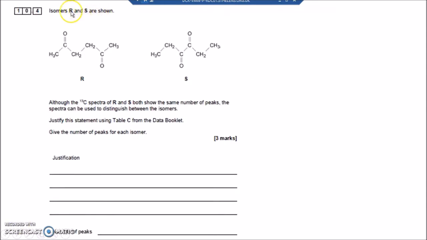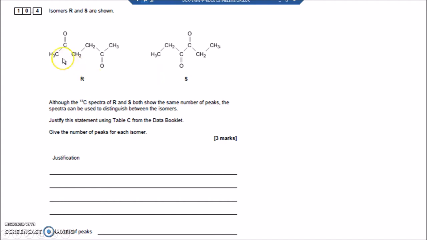Isomers R and S are shown. So for 10.4, we've got two isomers. They look fairly similar, except in this case, the carbonyl groups, the C double bond O groups, are at carbons number 2 and 5, whereas here they're at 3 and 4. And that's going to be critical in a minute. Although the carbon-13 spectra of R and S both show the same number of peaks, the spectra can be used to distinguish between the isomers. Give the number of peaks, and justify how we can use the spectra to determine between them.